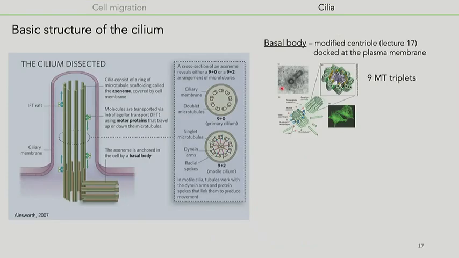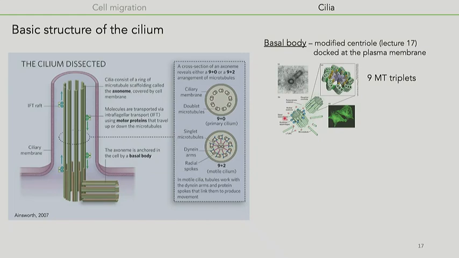So this is the basic structure of a cilium. It's a protrusion, as I said, at the plasma membrane, and it's built from parallel microtubules. At the base of the cilium is what's called the basal body. This is a modified centriole. So we talked about centrosomes in the microtubule lecture as being important organizing centers for microtubules in many cells. And these centrosomes are made up of two centrioles.